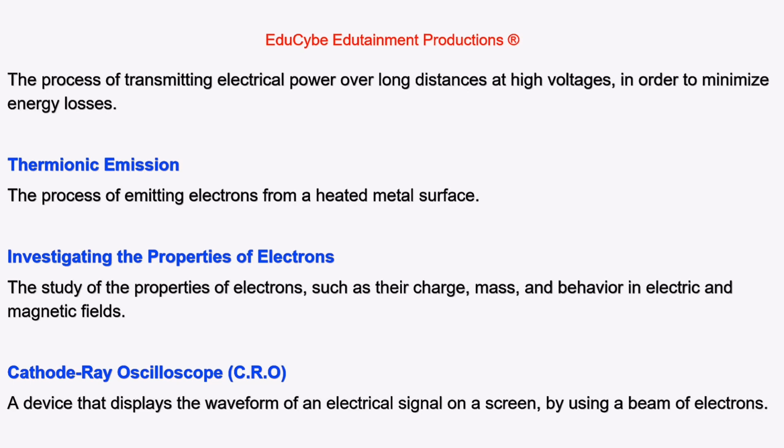Cathode ray oscilloscope. A device that displays the waveform of an electrical signal on a screen by using a beam of electrons.